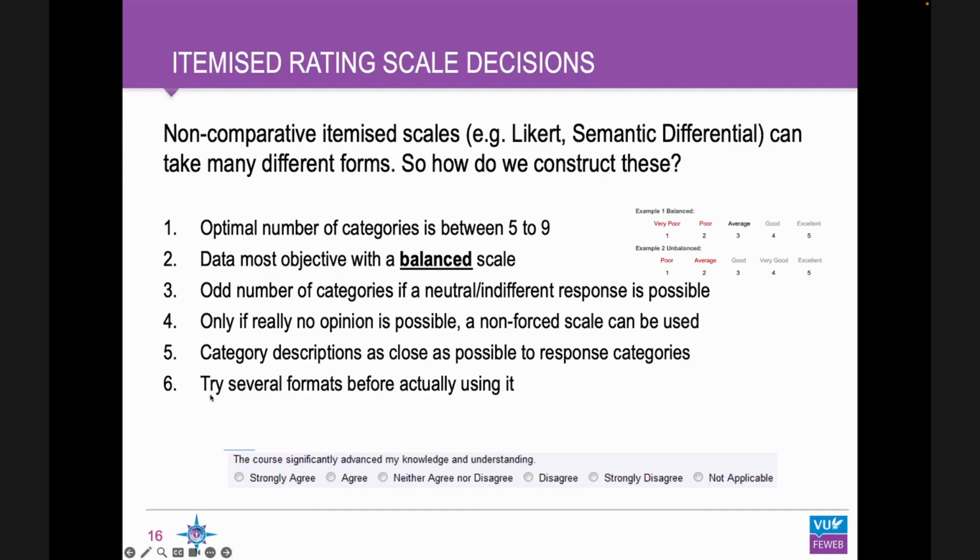Yes, and then you can try several formats before actually using it. You can pretest these scales with your respondents.